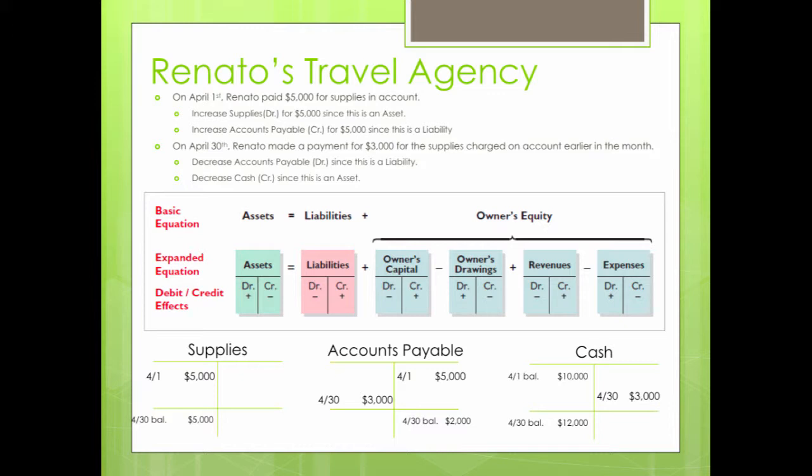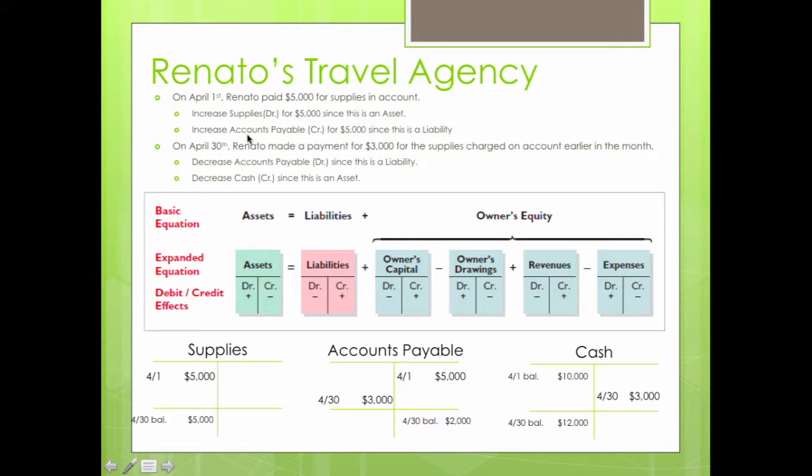Well, you're buying $5,000 of supplies, so that's going to increase your assets. And if you look under the assets rules, in order to increase the account, you need to debit. This is the reason why I put here that you need to increase supplies or debit for $5,000 since this is an asset.